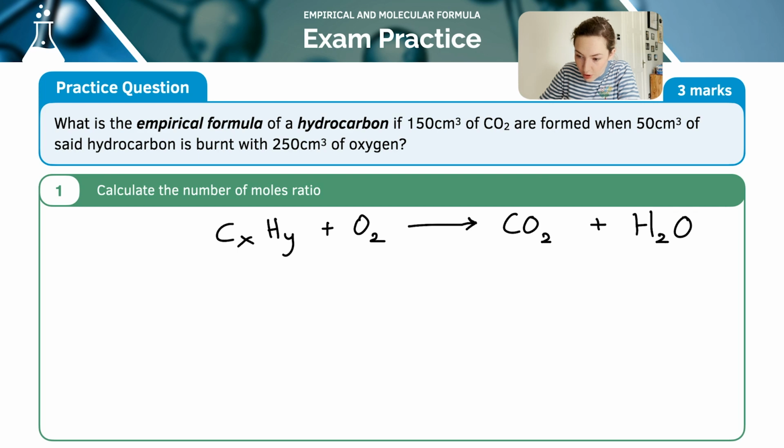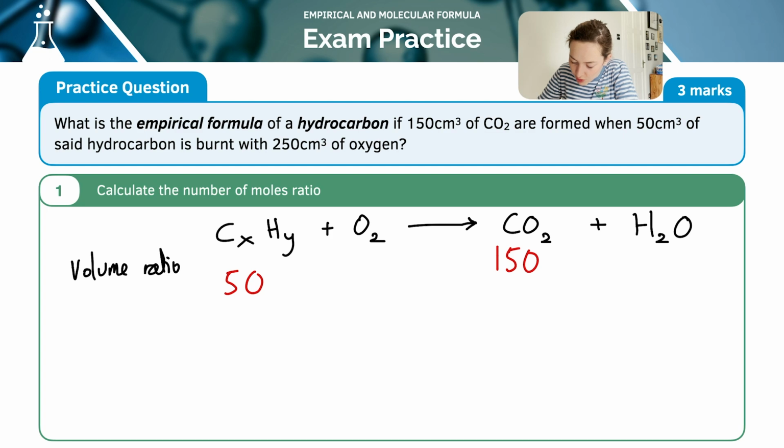So my volume ratio, what has it given us? So the same volumes of gases at the same temperature and pressure will contain the same number of moles. So I can just use, as a shortcut, the volumes as moles. Okay, so it's ultimately working in the same way. So I've been told that 150 centimeter cubed of CO2 is formed. So that's 150. And when 50 centimeter cubed of said hydrocarbon is burnt. So that's 50. And with 250 of oxygen. Great. So I've got that information. That's what I know. And so I can put that into a ratio.